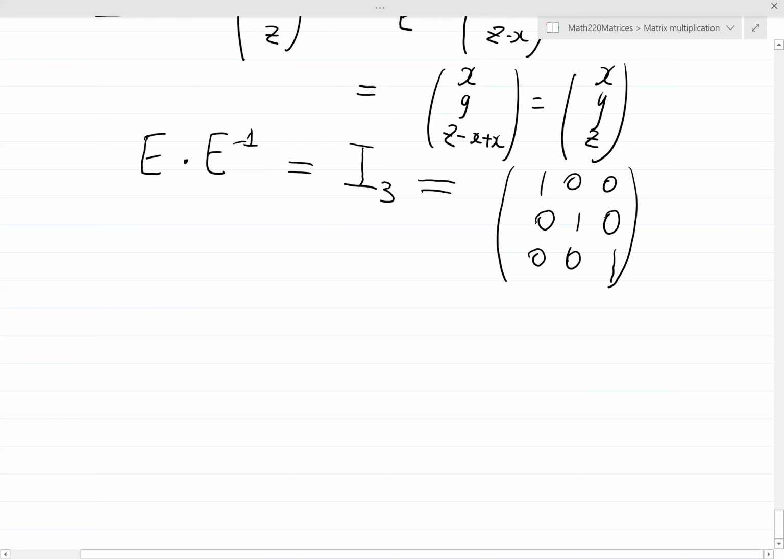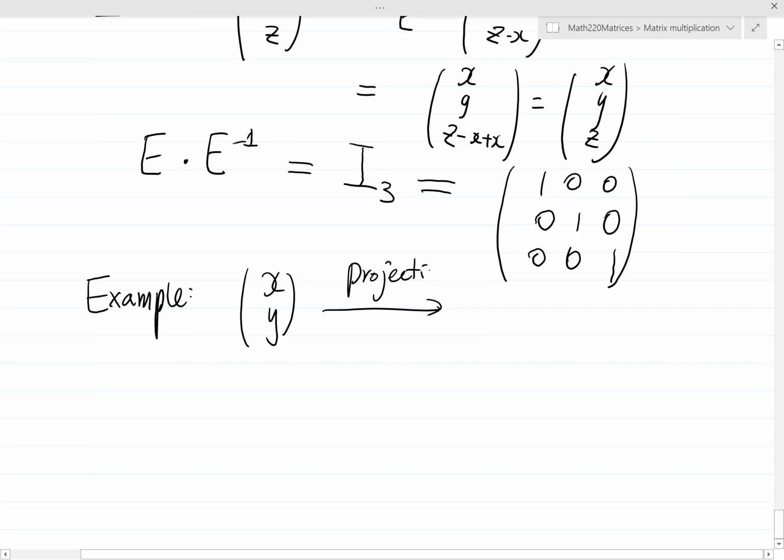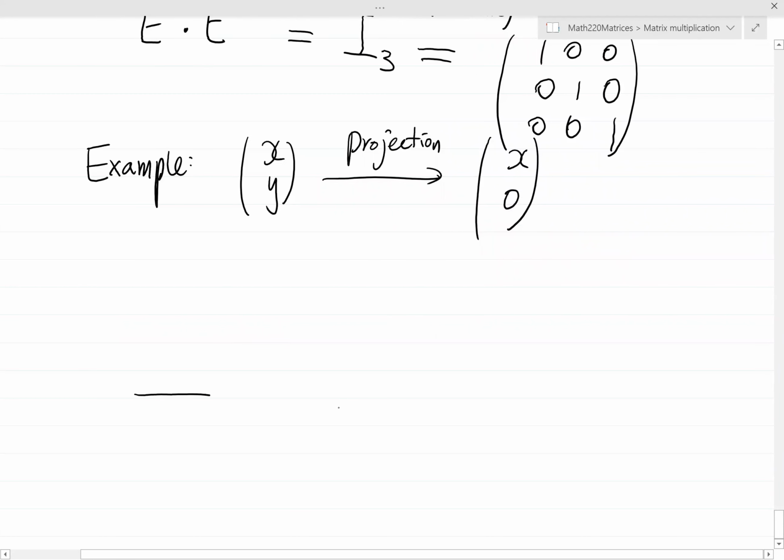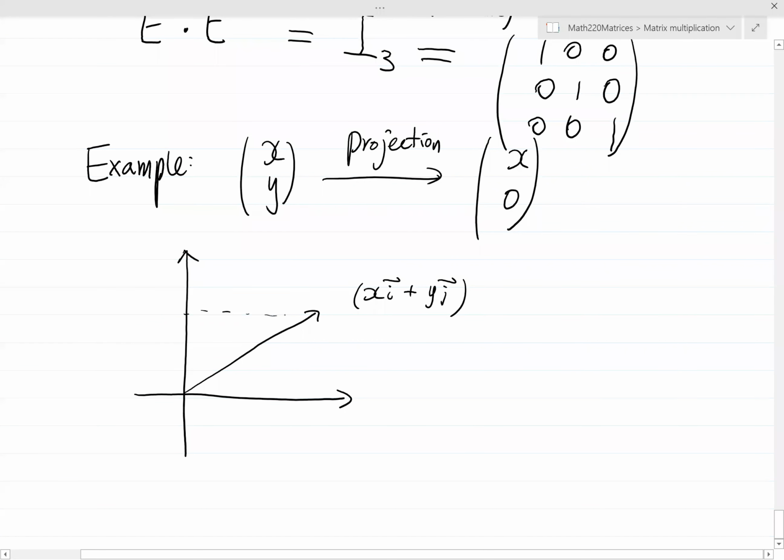Okay, let's see another example of a map. Now the XY projection, we project it to (X, 0). Why is it called projection? If you work on the XY plane, suppose we have the vector XI plus YJ.